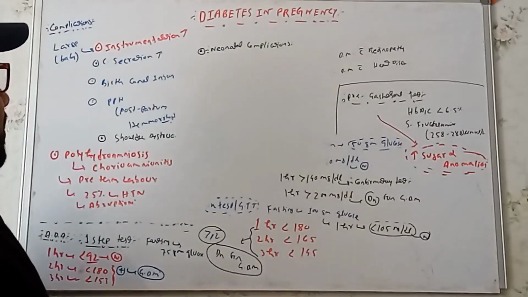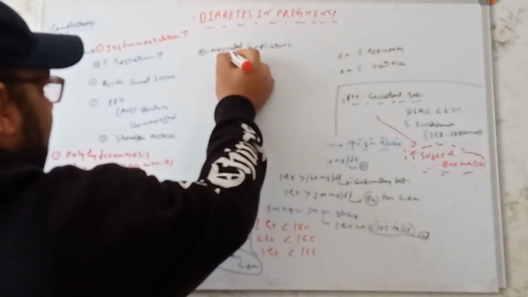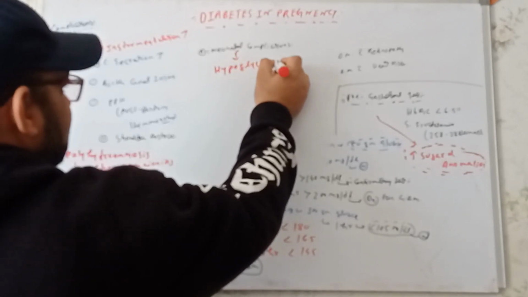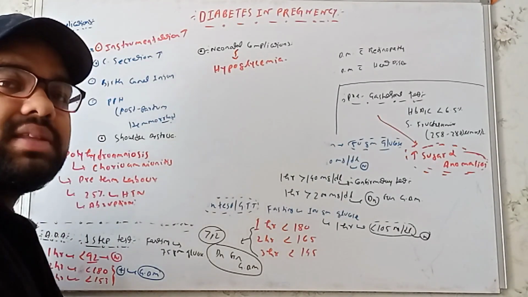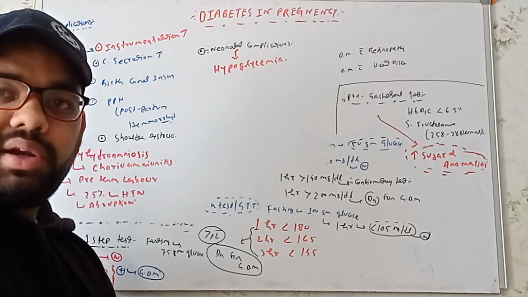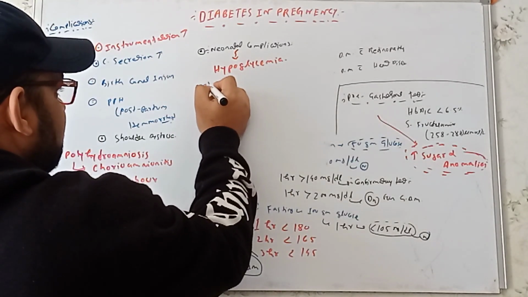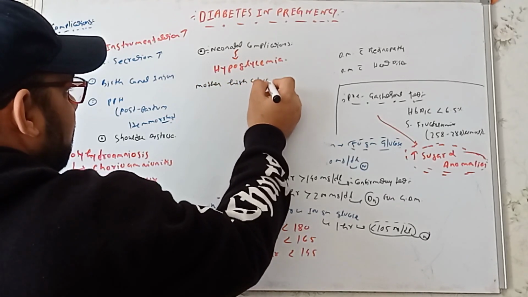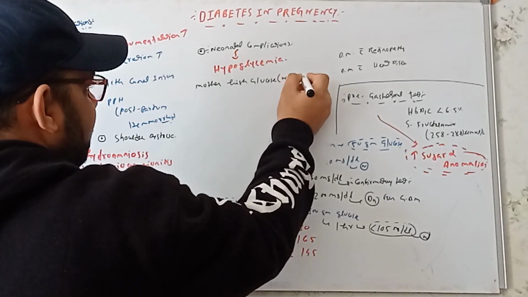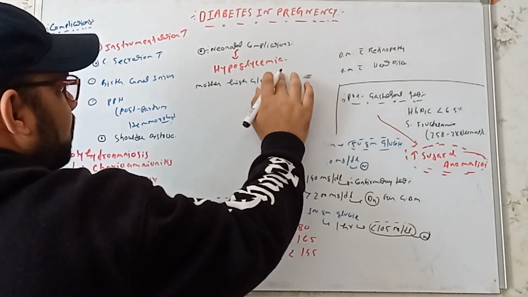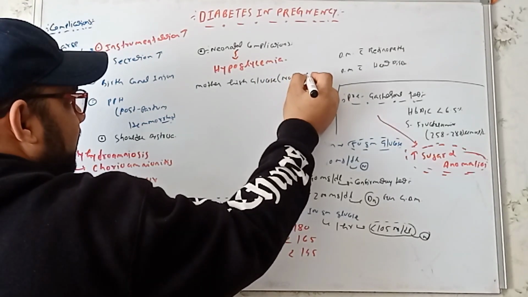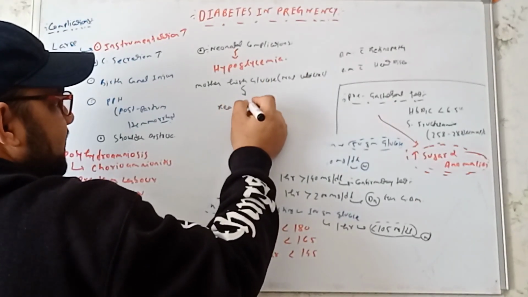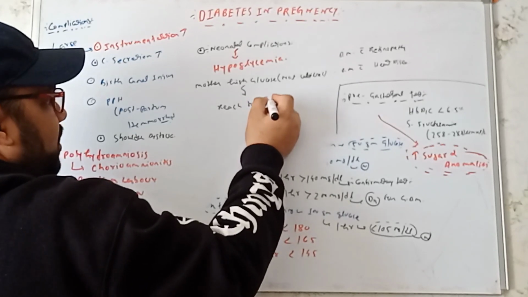Now, in neonatal complications, the first thing we'll see is hypoglycemia. Why will we see hypoglycemia? The mother has a larger amount of glucose that is not getting utilized in the mother's body. That unutilized glucose from the mother will reach the fetus, or the baby, whatever you want to call it.